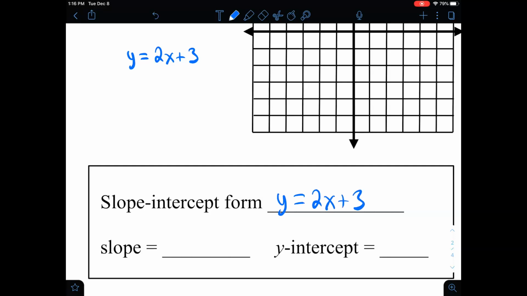All right, what is our slope? Well, our slope is 2, but I need to be able to see the rise over run. So is 2 the rise or the run?